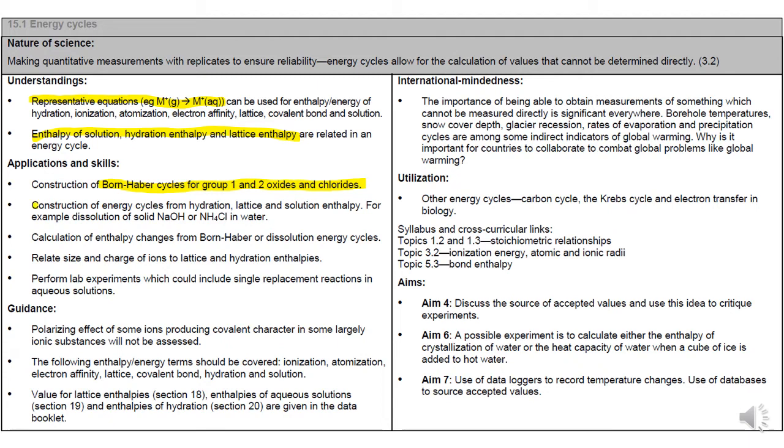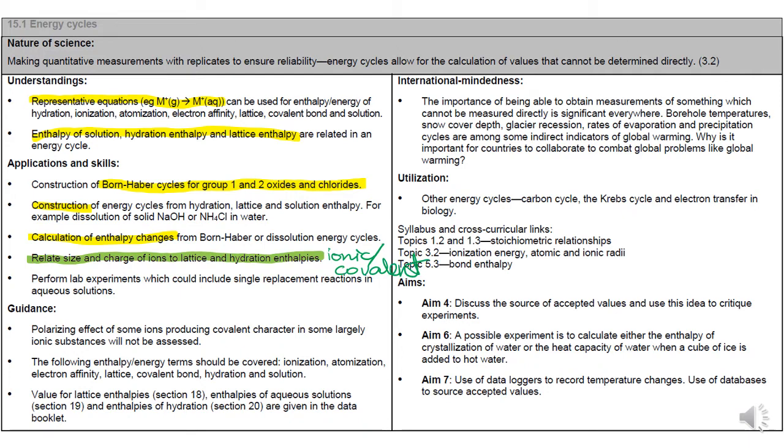So constructing energy cycles, calculating enthalpy changes, and then separately we are going to be talking about size and charge of ions to lattice and hydration enthalpies. And I am going to talk about, in this context, one of the issues that we have when we look at the line between ionic and covalent.